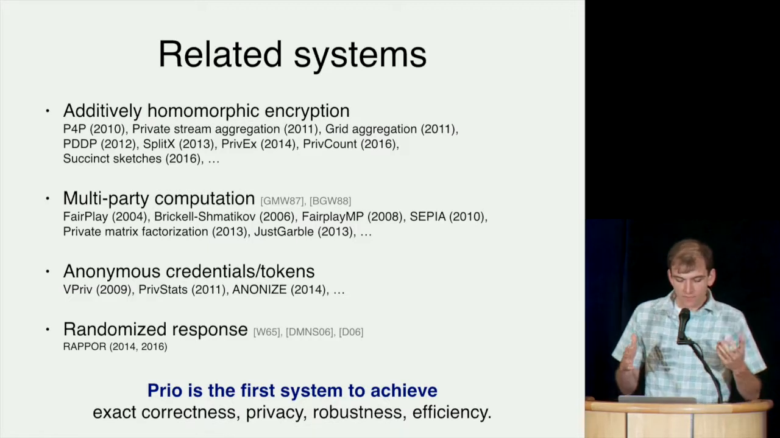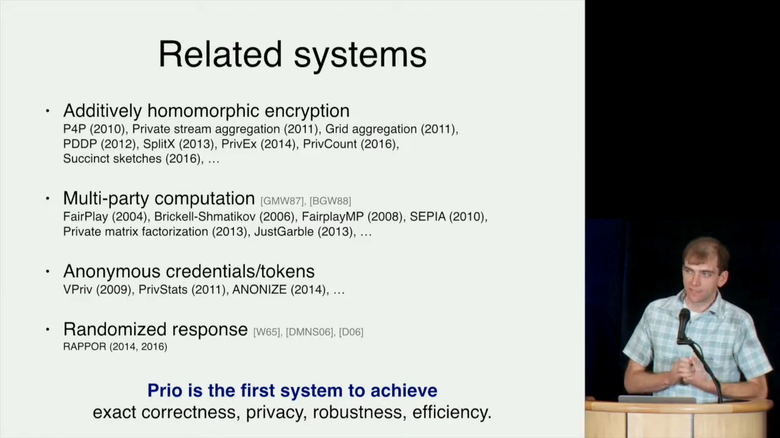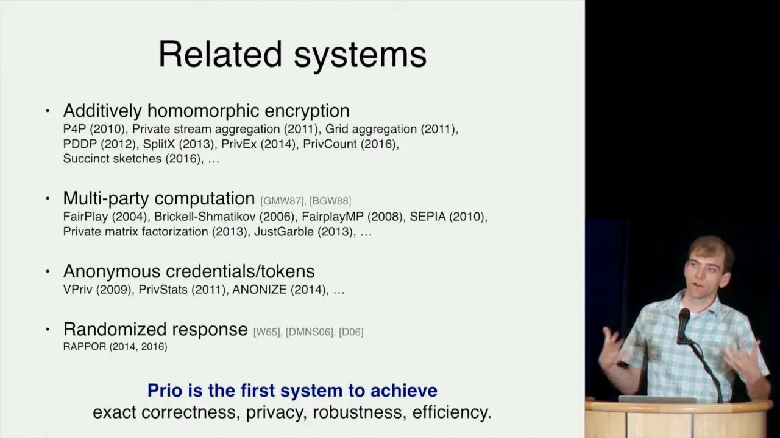But I think as far as these 4 properties that I identified, Prio is really the first system that provides all 4 of them at the same time.